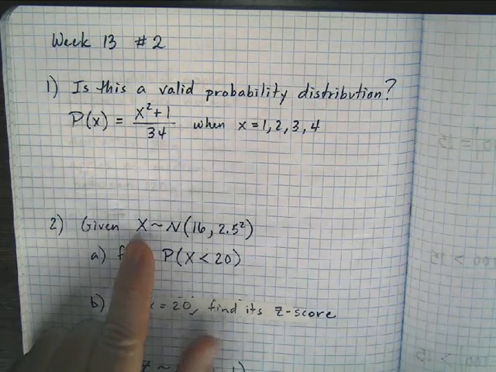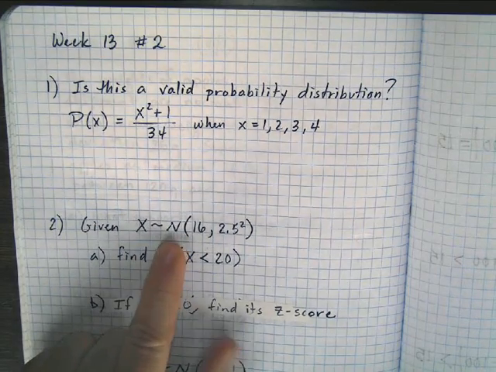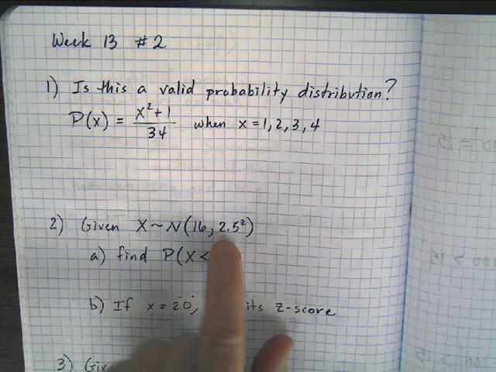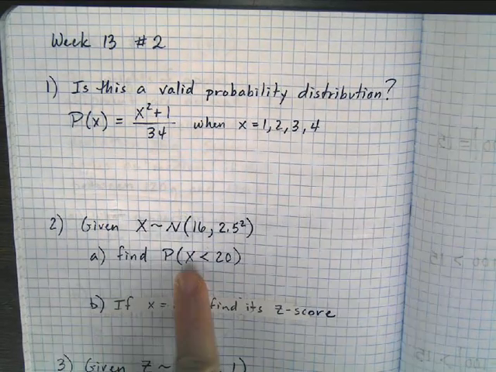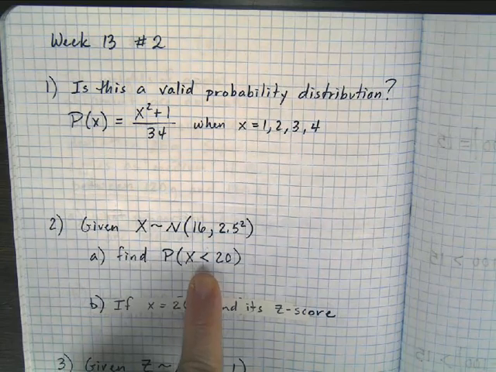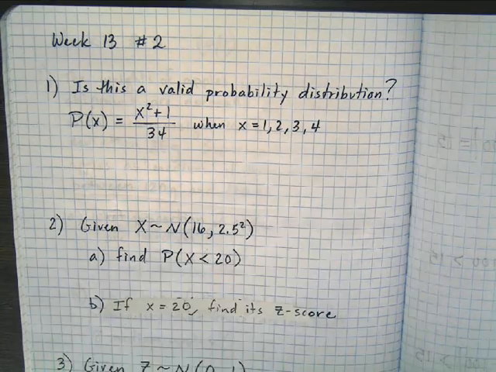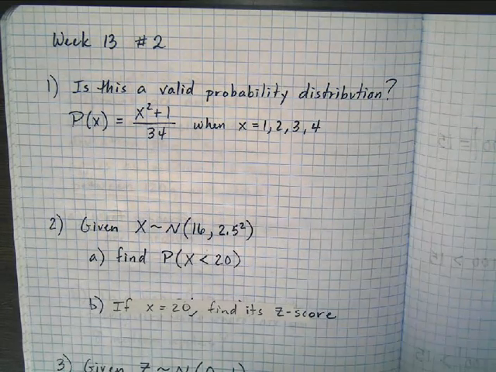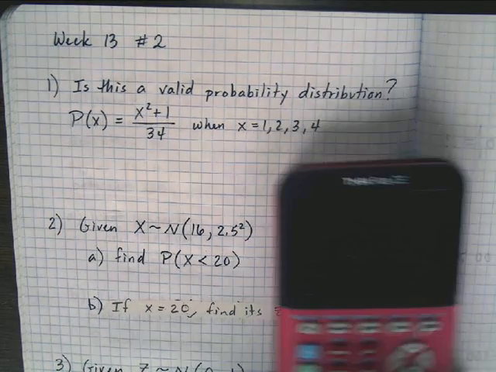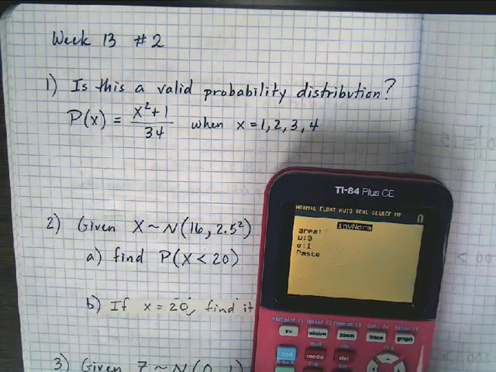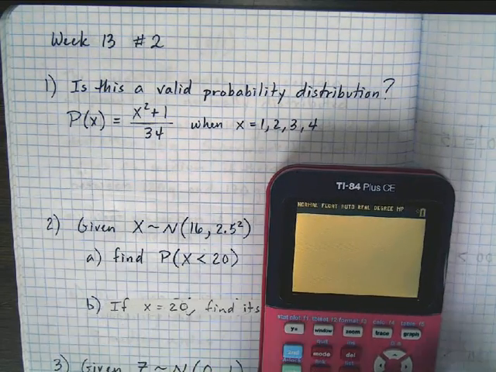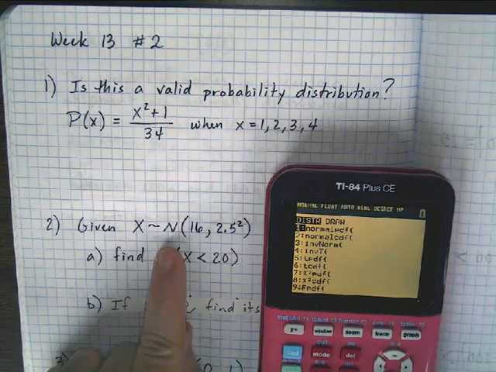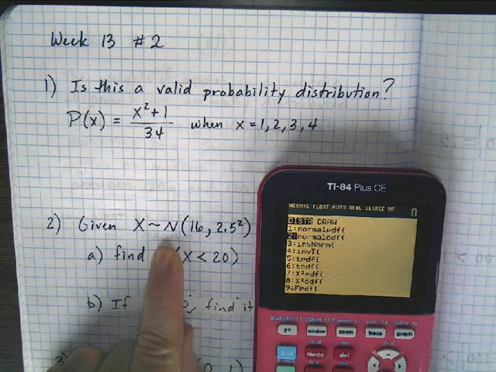Given an event X that is normally distributed with a mean of 16 and a variance of 2.5 squared, find the probability of the event being less than 20. All right, so this is a calculator problem. So I'm going to grab my calculator and let's clear that out. All right, second vars. It says it's normally distributed, so we're going to use option 2.